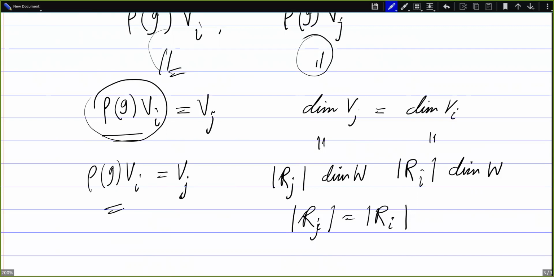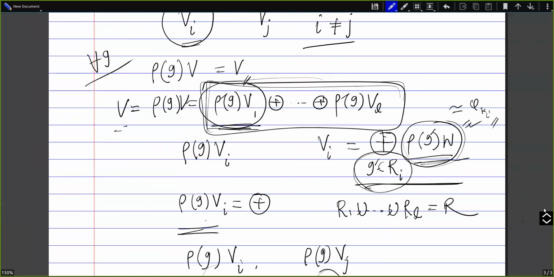the irreducible representation which occurs in rho g Vi, the irreducible representation which occurs in Vi, and the irreducible representation which occurs in Vj, both of them occur the same number of times. Okay, now we are almost done.